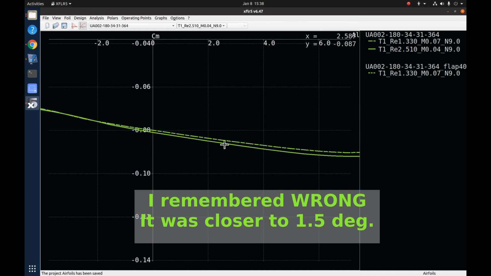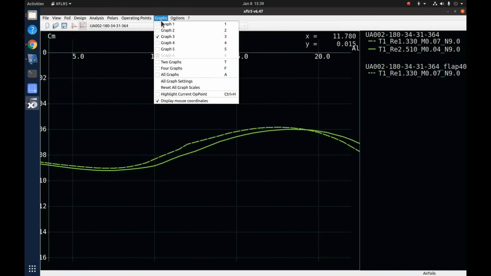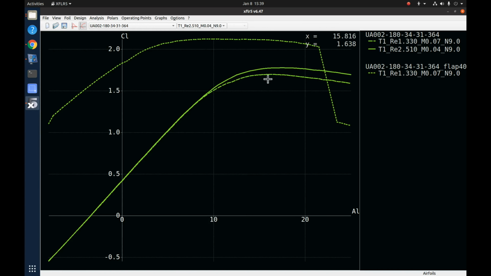So let's come back down here to 3. That's pretty close to 3, so minus 0.087. I also want to have another thing. I want to know what the coefficient of moment is at stall for both the flapped and unflapped part of the wing. Let's go back and figure out what that stall angle was. That stall angle for the unflapped part is 16.4 degrees roughly.